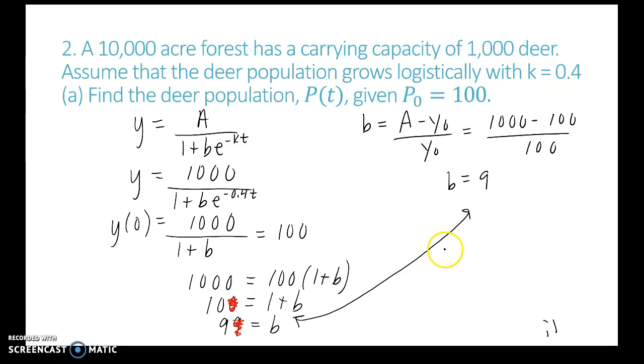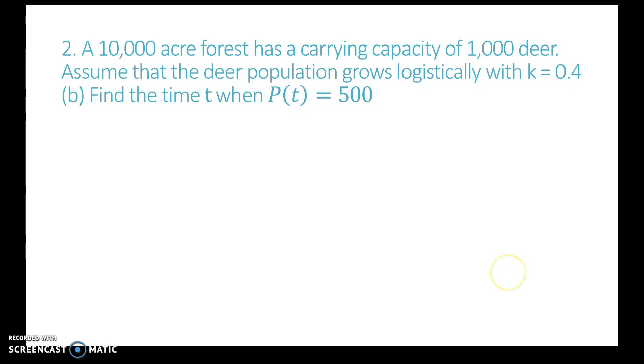All right, so the deer population, if we want to make variables the same, carrying capacity is 1,000 over 1 plus 9e, and then we'll plug in our value of K. Now we're going to use this model for the next part. Same information, but now find the time t when the population is equal to 500. We just found a model for the population, and that's 1,000 divided by 1 plus 9e to the negative 0.4t.